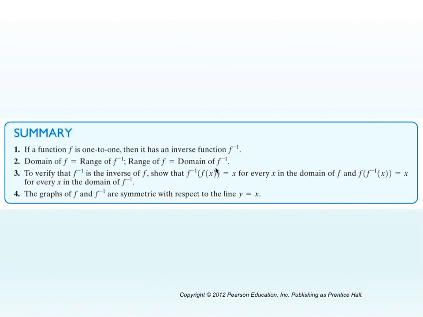So kind of a summary of this section is that if a function f is 1 to 1, then it's going to have an inverse function, f inverse. The domain of f is going to be the range of the inverse, and the range of f is going to be the domain of the inverse. To verify that f inverse is the inverse of f, we plug one function into the other and make sure that it's x, and then we also do that the other way around. And then the graphs of f and f inverse are going to be symmetric with respect to the line y equals x.